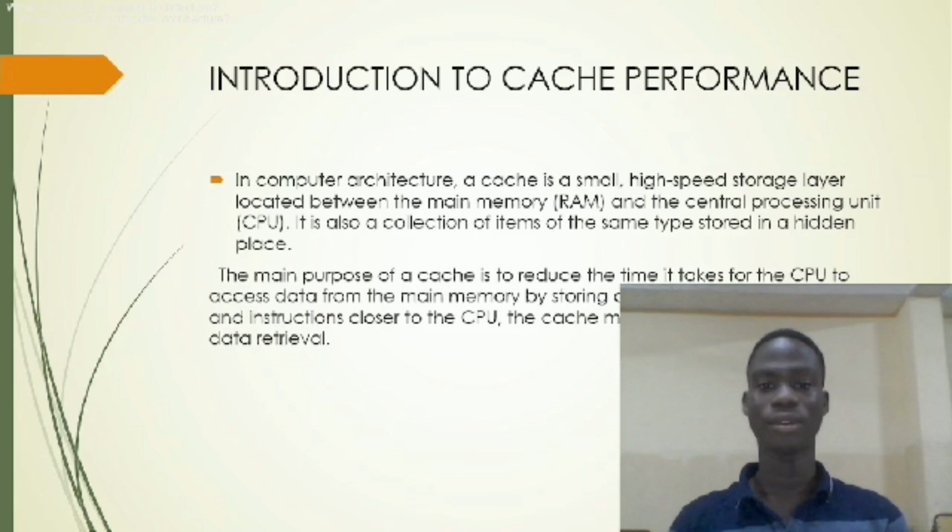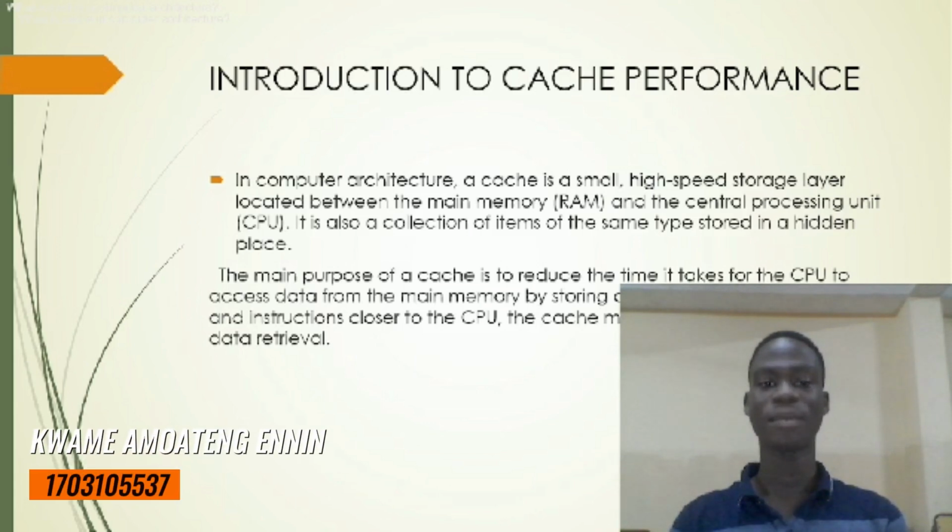The main purpose of a cache is to reduce the time it takes for the CPU to access data from the main memory by storing copies of frequently used data and instructions closer to the CPU. The cache minimizes latency and speeds up data retrieval.